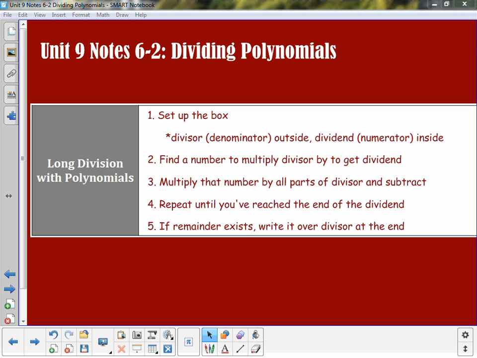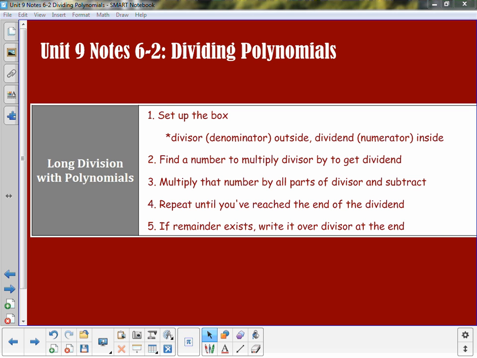Then you're going to multiply that number by all the parts of the divisor, and then you're going to subtract it. Then you're going to repeat until you have all of the numbers brought down. Really this is just long division, except this time we're dealing with different terms. If a remainder exists, you're going to write it out over the divisor at the end.